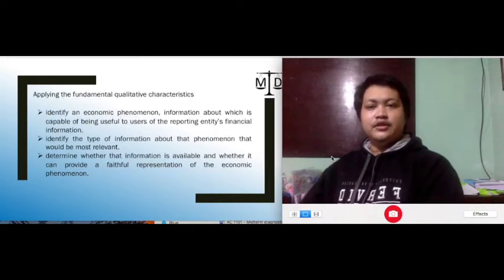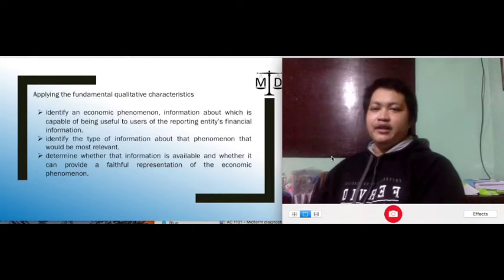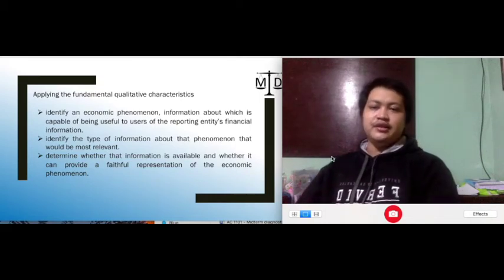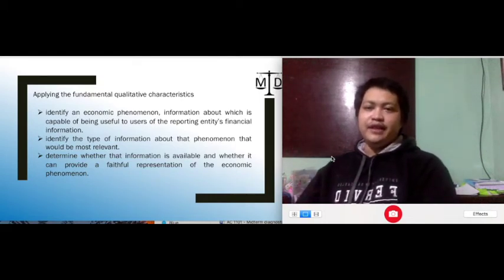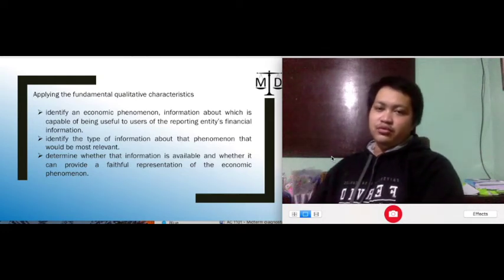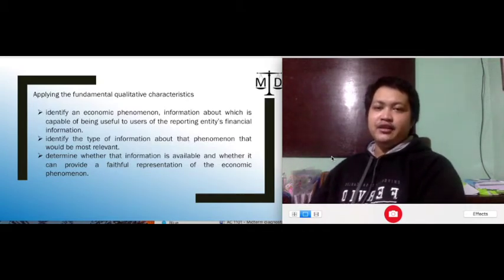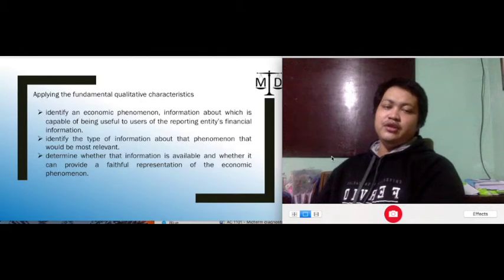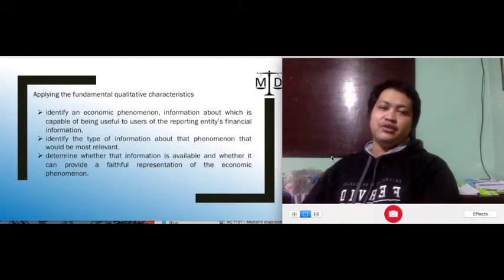So the framework also tells us how we are going to apply the fundamental qualitative characteristics. The first step is to identify an economic phenomenon. Identify the transaction that we will try to report, and information about such transaction is capable of being useful to users of the reporting entity. Otherwise, there will be no need to report such transaction because it will not be considered as relevant.